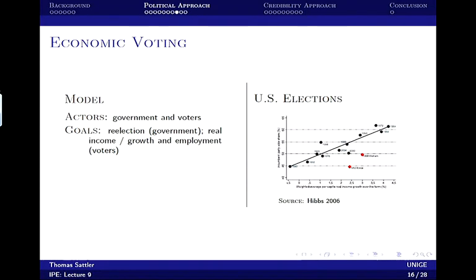Because of the American election system, the popular vote and whether you win doesn't really match. But he should have received more votes if we just look at income growth during the second Clinton term. And so this deviation can be explained by other factors like charisma, whatever, right?